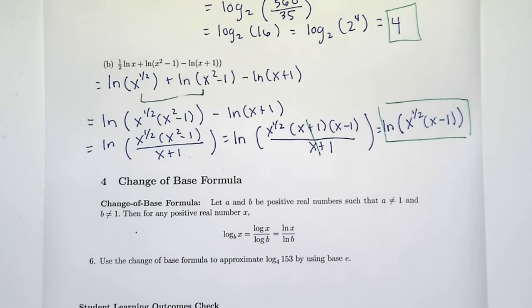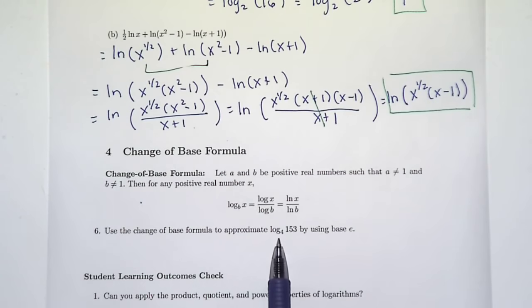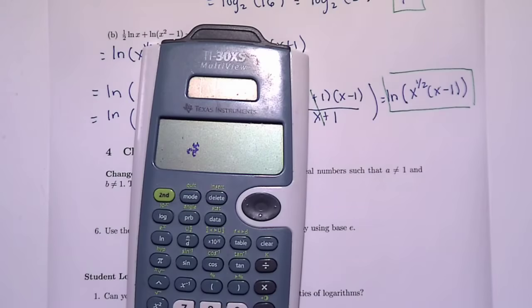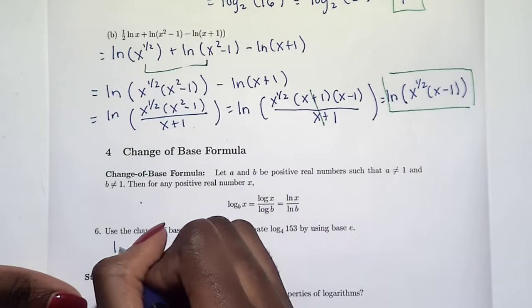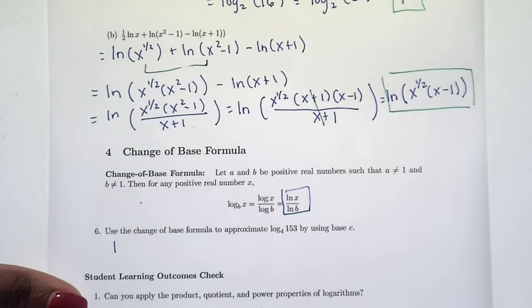All right, so number 6, it says use the change of base formula to approximate log base 4 of 153 by using base e. So again, there is no log base 4 on our calculator. We can't just put this in our calculator. We have to change the base first. And I said use base e, so that tells us we need to use the natural log to do it.